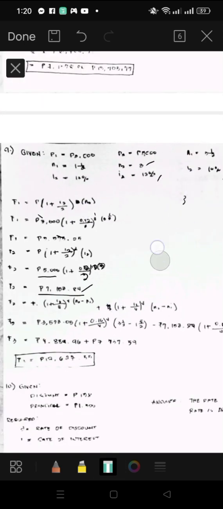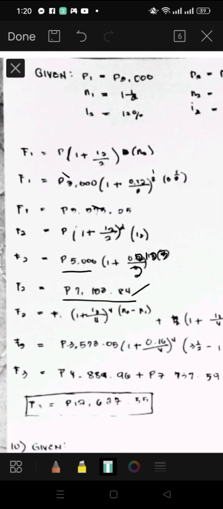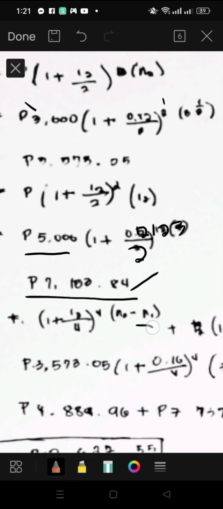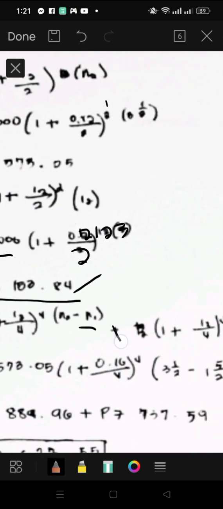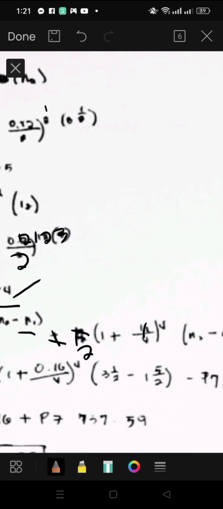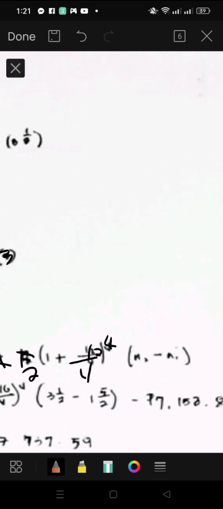So F1 is quantity plus 12 over 4 raised to the power of 4 multiply n2 minus n1, then plus F2 quantity of 1 plus 12 over 4 raised to the power of 4 multiply n2 minus n1. So that please substitute the solving.